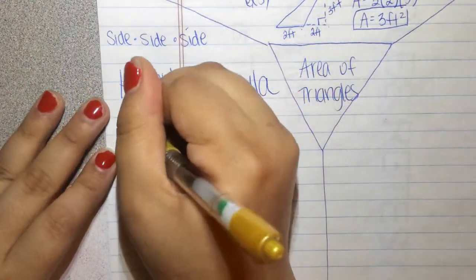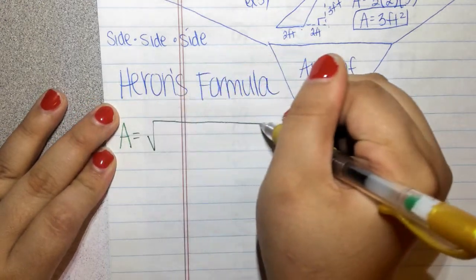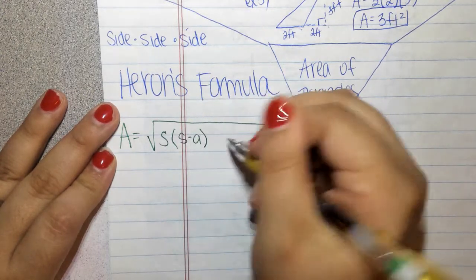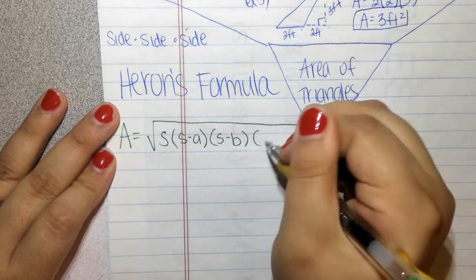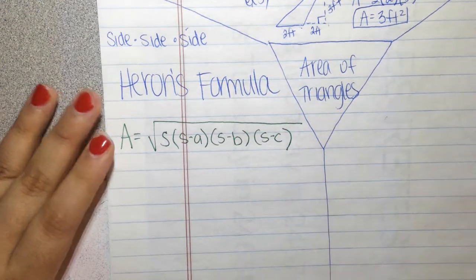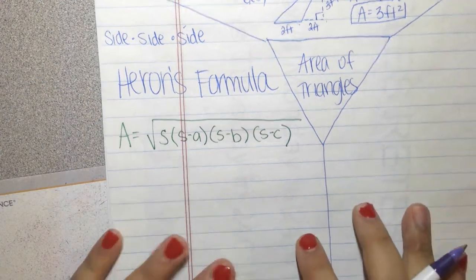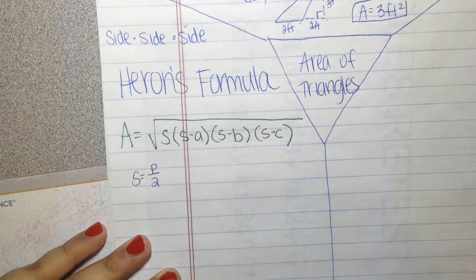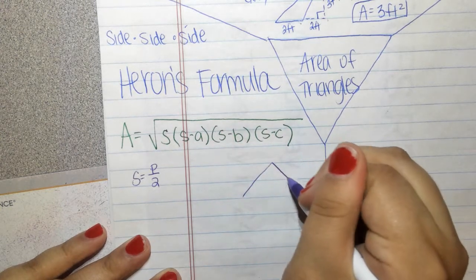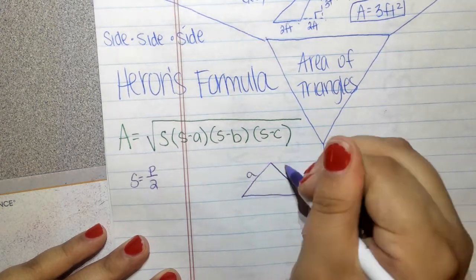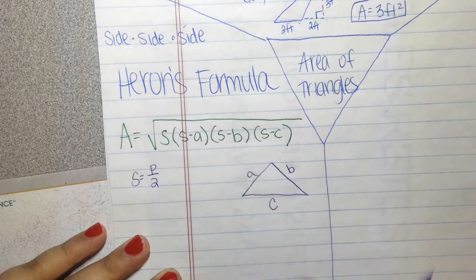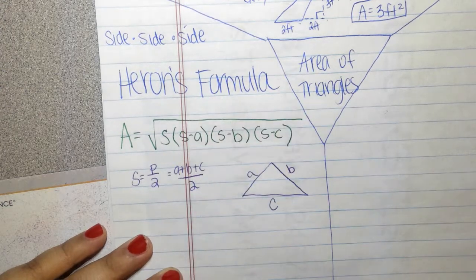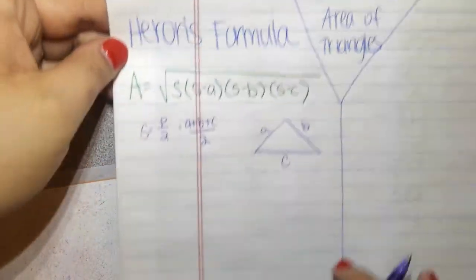So Heron's formula, it's going to seem scary. It's not as scary as it looks. It's the square root of S times S minus A times S minus B times S minus C. And you're probably like, what? But S is just your perimeter divided by 2. Now, if this is your triangle, you're given an A, B, and C. You're given three sides. So add up your three sides and divide it by 2. So we're going to do two examples.